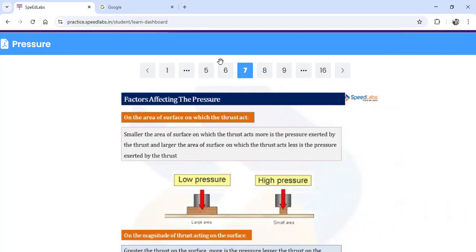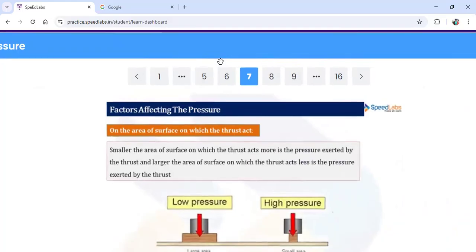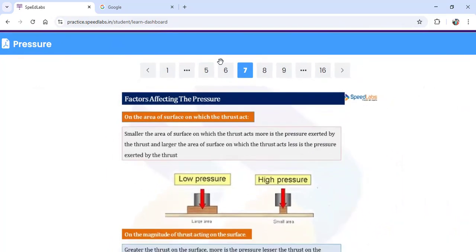So, factors affecting pressure: the area of the surface on which the thrust acts. Yes, the smaller the area of the surface on which the thrust acts, the more is the pressure exerted by the thrust. And the larger the surface area on which the thrust acts, the lesser is the pressure exerted. Yes or no? So you can see here, if the area is more, there is less pressure. If the area is less, it means high pressure.